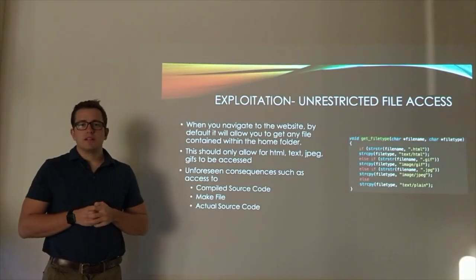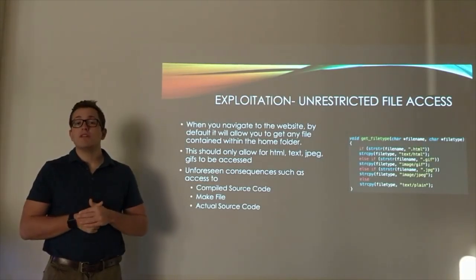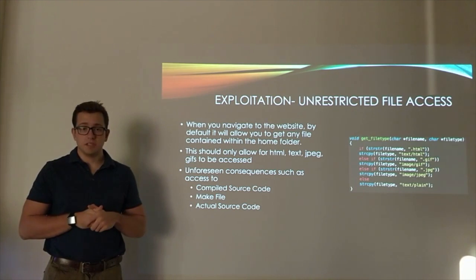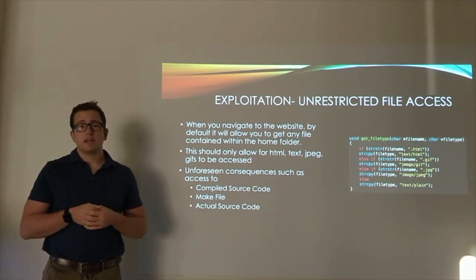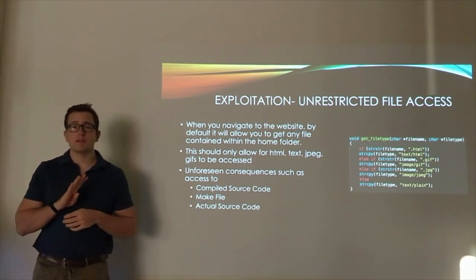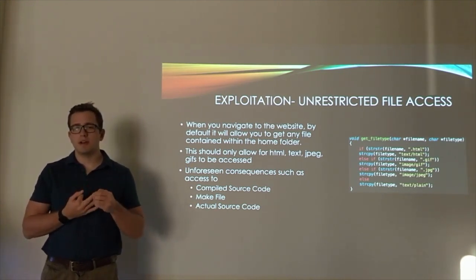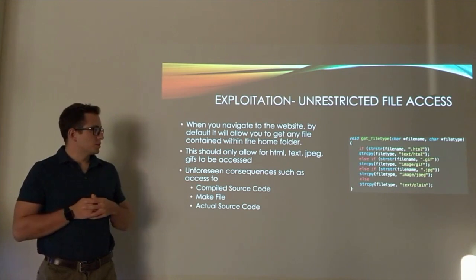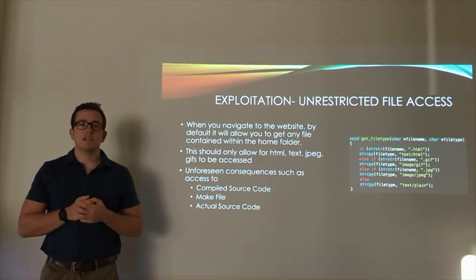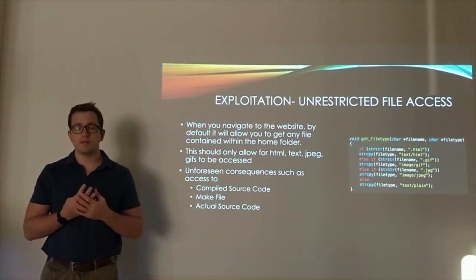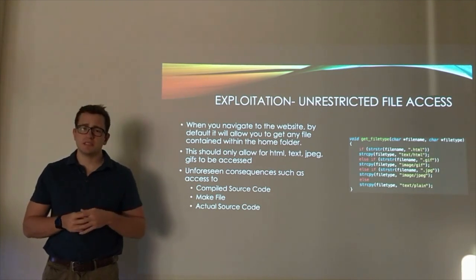The second exploit that I was able to uncover was the unrestricted file access that Tiny.c gives a user. When you navigate to the website, it's designed to only give out 4 different kinds of content, that being HTML, text, JPEGs, and GIFs. In the source code, when a user actually enters the name of a file that is not one of the 4, it defaults it to being a text file.